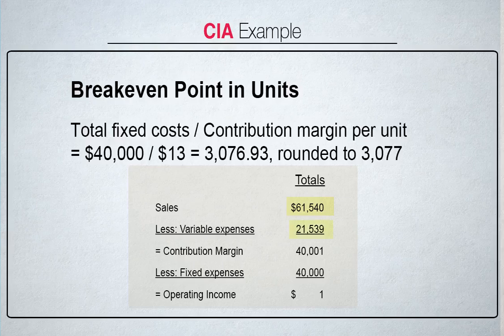Sales less variable expenses gives us total contribution margin of $40,001. At the break-even point, the contribution margin is equal to the fixed costs. Now, we have an odd $1 here, but that is because we had to round up to 3,077.